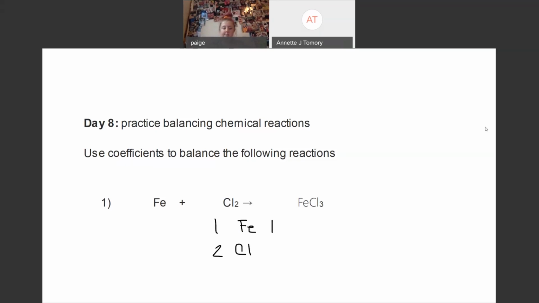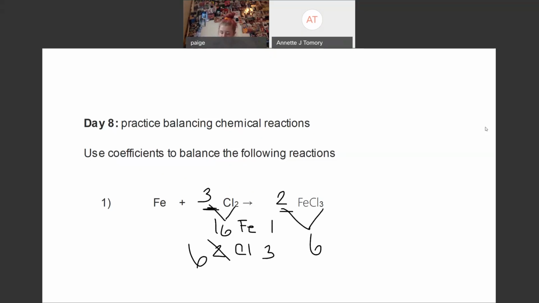Now, what number is divisible by both 2 and 3? 6. So how am I going to make the chlorine 6 by multiplying? What times 2 is equal to 6 on the left-hand side? 3, because 3 times 2 is 6. So this becomes a 6. What happens on the right-hand side to make that 6? You need to multiply that by 2, because 2 times 3 is 6.